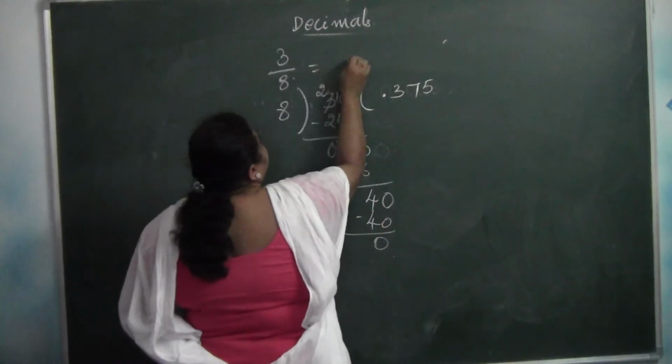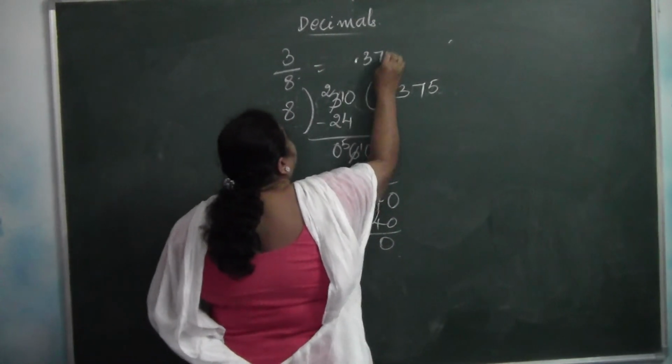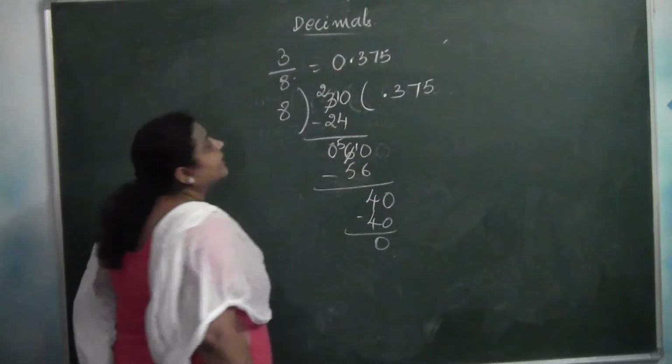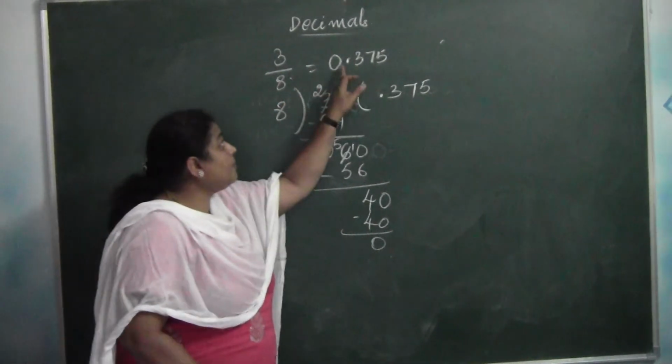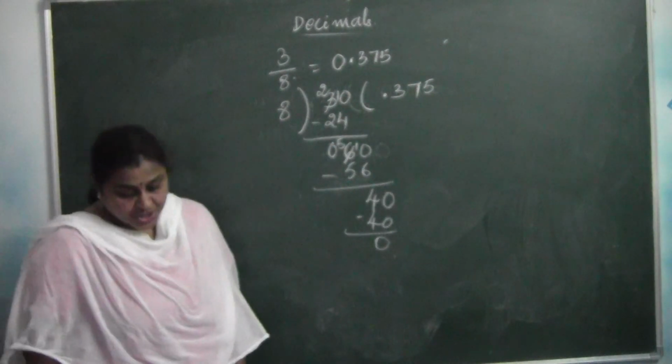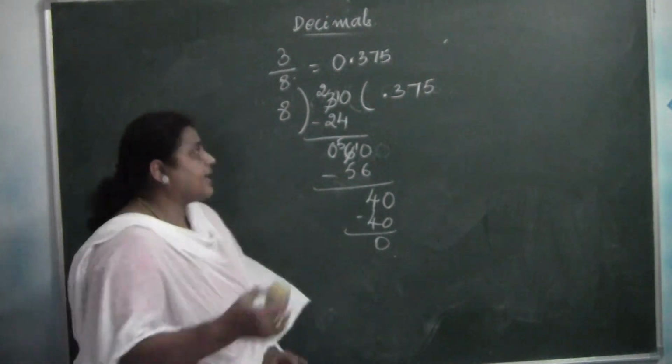So what is my answer? 0.375. But here I don't have any whole number part. What I am doing? I am writing a 0. That is 0.375 is the answer. Got it children? Now let us take another example.